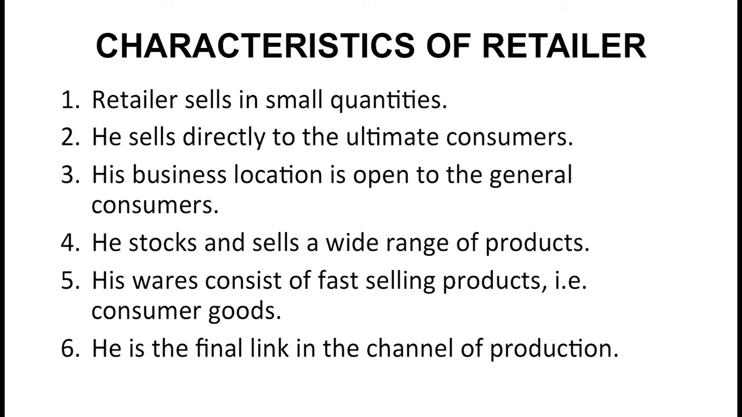Number four, he stocks and sells varieties of goods. When you go to a retail shop, you will see different types of goods that are sold there. Number five, his wares consist of fast-selling products that are usually consumable goods. Number six, he is the last link in the channel of distribution.